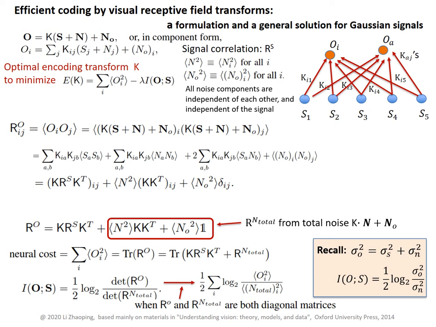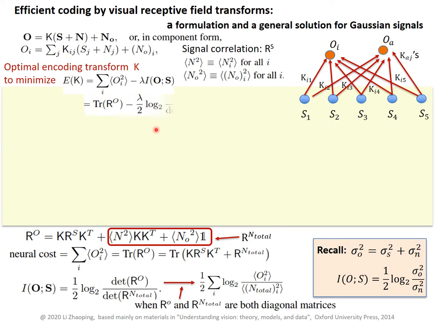So let's write our results out here. In this EK, we have this sum of the output cost. We just copy the trace of this matrix over here, and for this mutual information, we copy these results over here. Okay, so now we can find our optimal K by solving this variational equation.